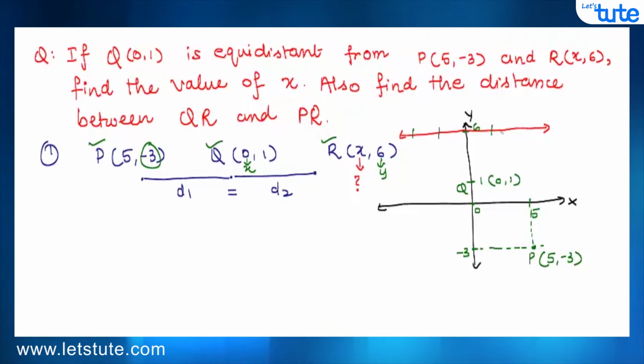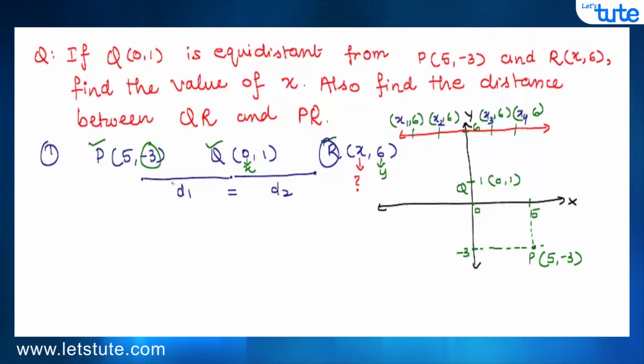So we'll try to locate some of them. Say let me plot some 4 points. And all the points will have y coordinate as 6, with different x coordinates. For the x coordinates, let me write x1, x2, x3, x4, etc. Now we have to find out which point is the required point, that is R. So how can we do that? We can do that with the condition given.